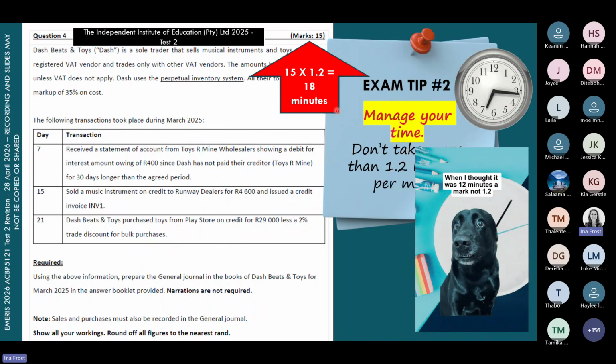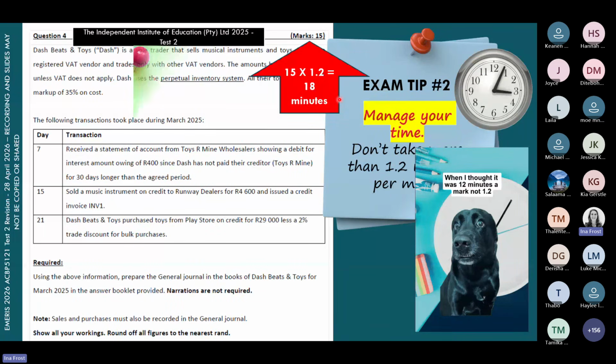And please don't overrun the 18 minutes, because then it means later on in your paper, you're either not going to be able to finish, or you have to start rushing through questions. And both of those have got a negative impact on your overall marks. So please make sure that you are sticking to the time allocated to every question.